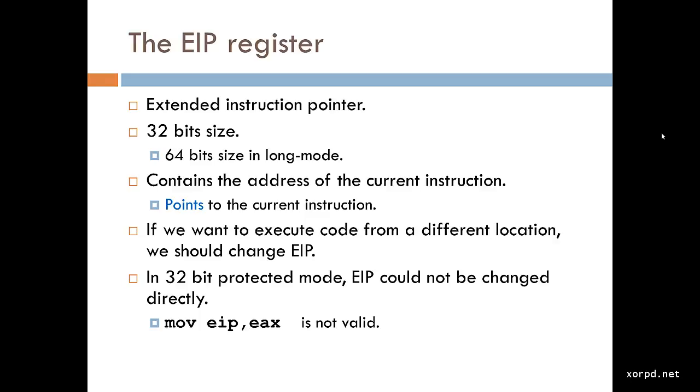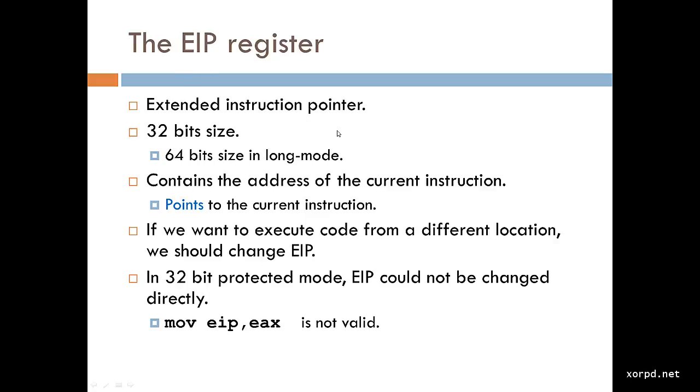Let's talk about the EIP register. It is also known as the extended instruction pointer. Extended because it used to be only the instruction pointer on all the processors, and then when the processor was extended to size of 32 bits, the old register IP was extended to the new register EIP. So actually, the IP register is the lowest 16 bits of EIP. I remind you that EIP is of size 32 bits.